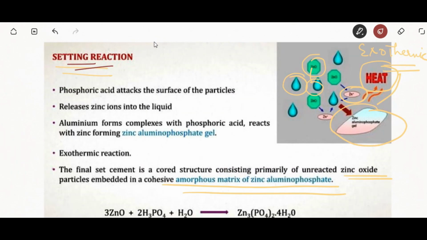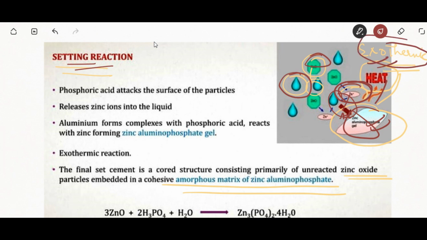So when the powder is mixed with the liquid, the phosphoric acid attacks the surface of the particle and releases the zinc ions. The aluminium in the liquid is essential for the cement formation. This aluminium will complex with the phosphoric acid and the zinc ion to form zinc aluminophosphate gel. So the reaction is exothermic. The set cement has a core structure consisting of unreacted zinc oxide particles embedded in a matrix of zinc aluminophosphate.